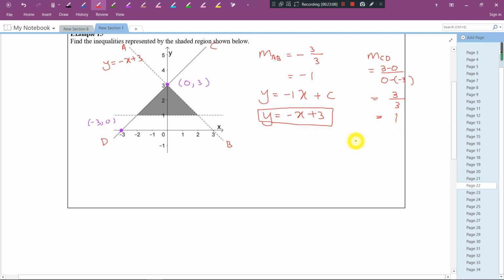Now again, y equals mx plus c. For the gradient 1, you don't have to write it, you just write x. c is the y-intercept. From this diagram, you know the y-intercept is 3, so plus 3. The equation for this straight line is y equals x plus 3.